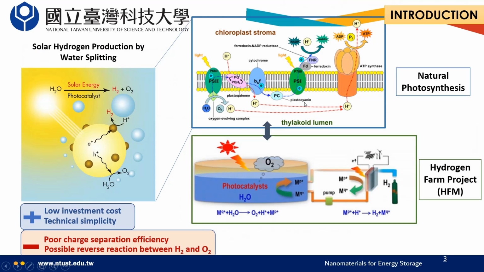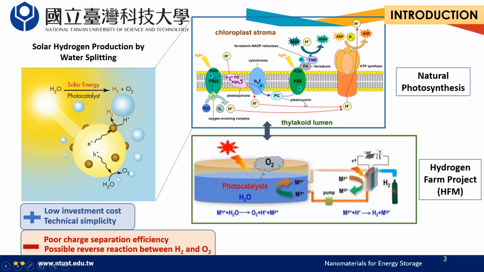So the main topic of this paper is one of the topics in our course, which is the photocatalytic overall water splitting process. Photocatalytic overall water splitting using particulate photocatalyst is regarded as an economical, low investment cost and technically simple approach for large-scale hydrogen production.